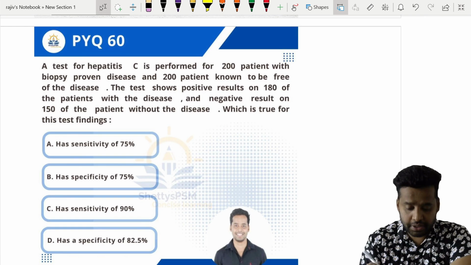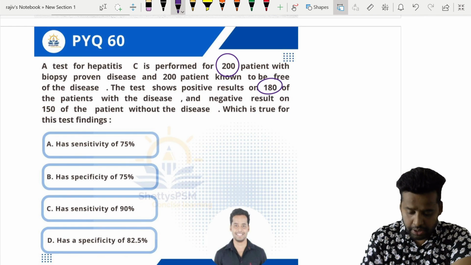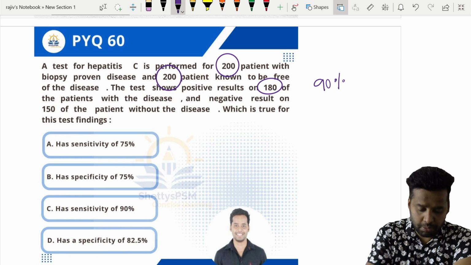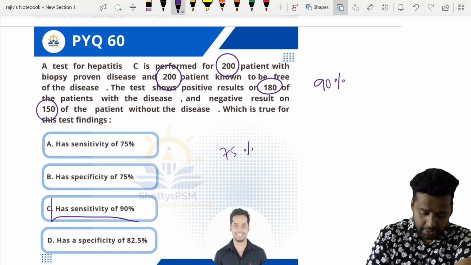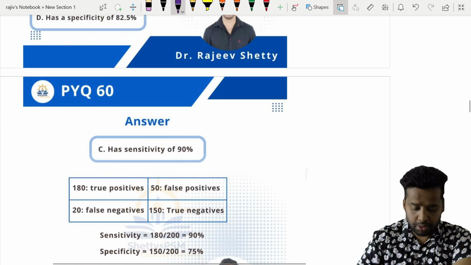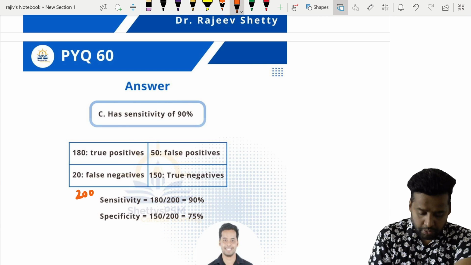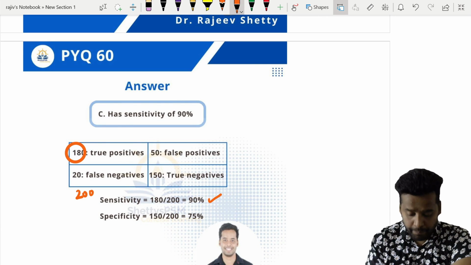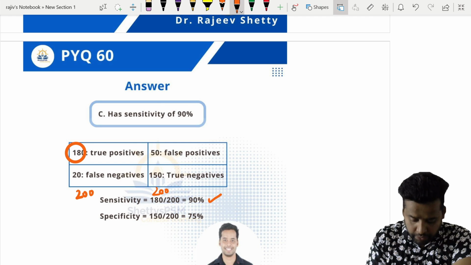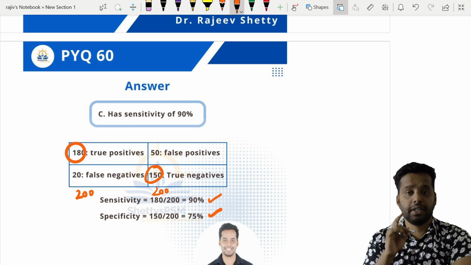So question number 60 is on sensitivity and specificity. Out of 200 diseased, 180 are detected, sensitivity 90%. Out of 200 normal, 150 are detected, specificity 75%. So make a table. Out of diseased, how many are detected? Out of 200, 180 are detected, 180 true positives, 90% sensitivity. Out of 200, 150 are detected as normal. So true negatives 150, specificity 75%.